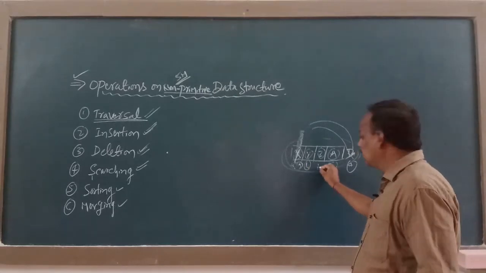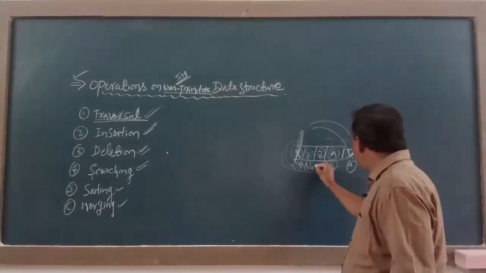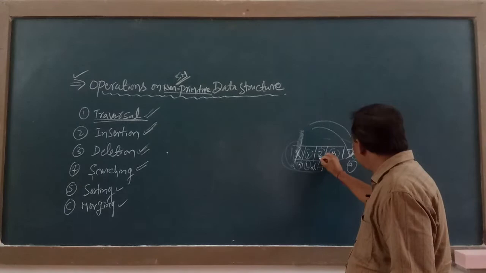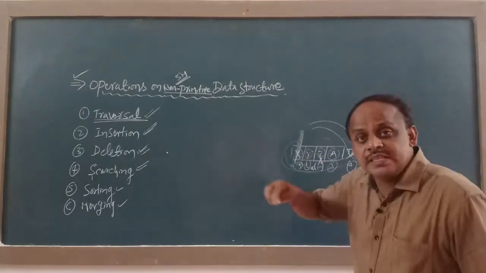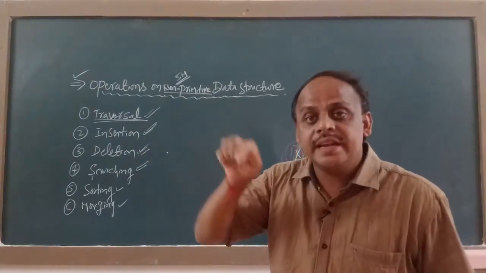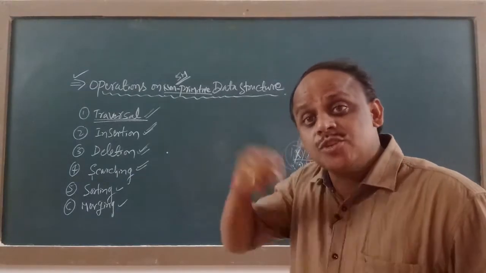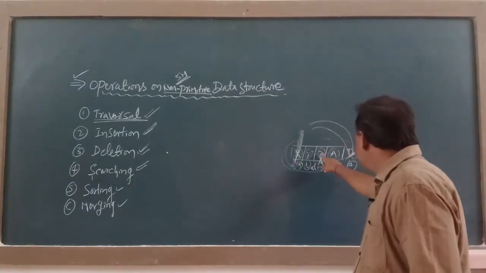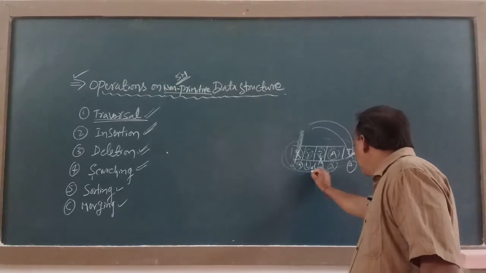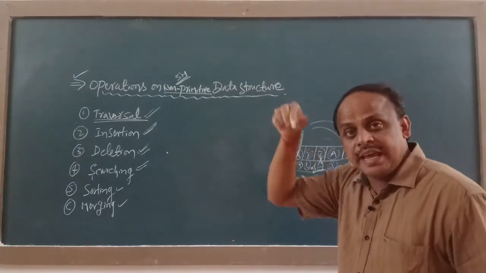In A of 2? Yes. In A of 2, Z is there? Yes. So this is where the data item is stored. In which location is it stored? Z is stored in A of 2. So where is it stored? It is stored in A of 2.